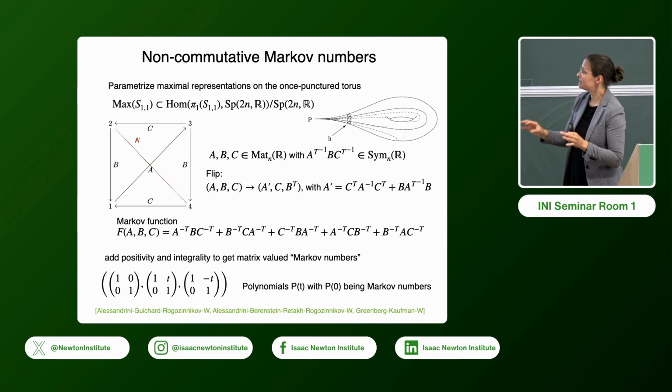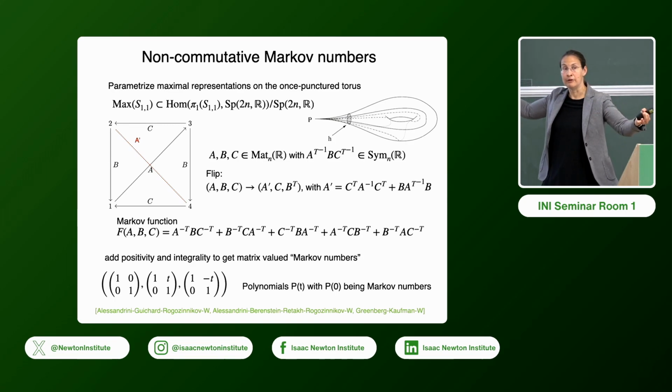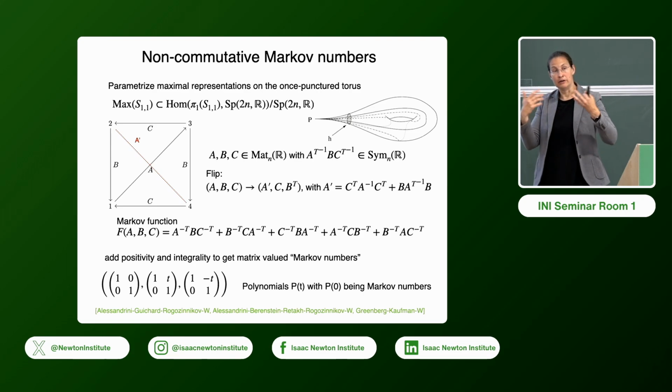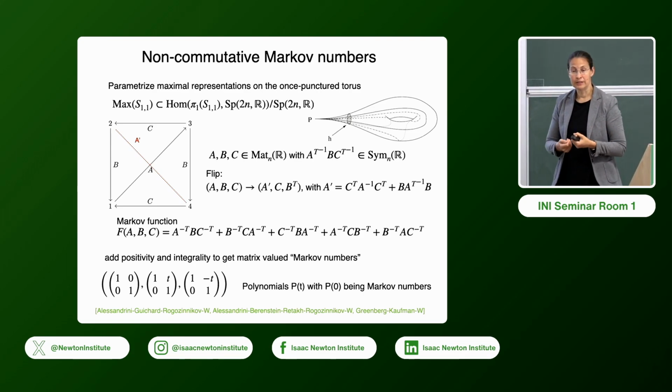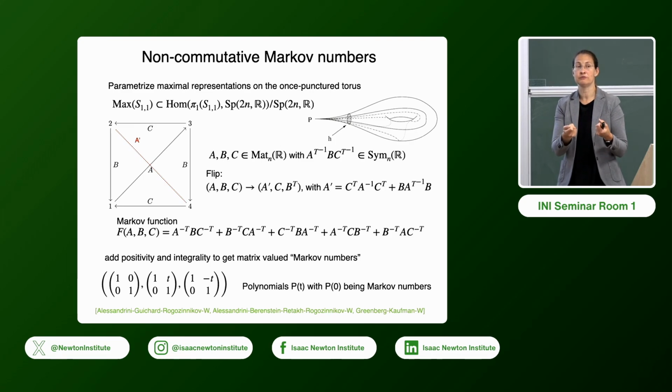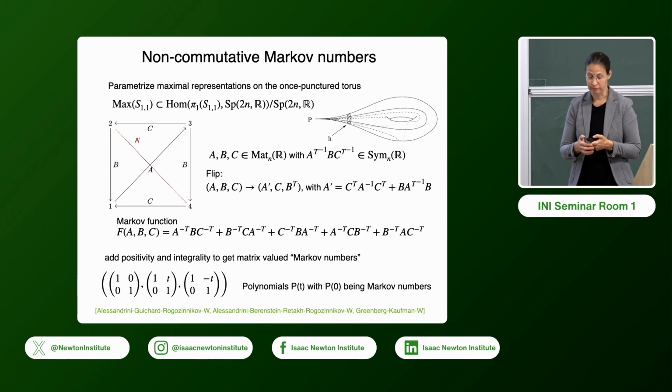Even if you start with very simple examples, for example A, B, C, where you take A to be the identity matrix, B to be this upper triangular matrix, and C to be its inverse, then when you compute, you get this family of matrices. When you compute their trace or determinant, you get polynomials in T which are integral, giving you integers for every integer T. And if you specialize to T equals 0, you get back the classical Markov numbers. So you can think of this as a one-dimensional deformation of Markov numbers.